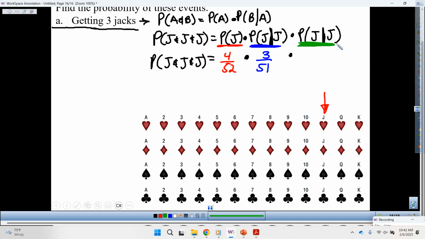Therefore, tell your neighbor the probability of the third jack. Probability of the third jack. All right, pass it to someone. Vanya. 2 out of 50. That is correct. Therefore, calculators calculate. 4 times 3 times 2, that is 12, that's 24. What is 50 times 51 times 52?